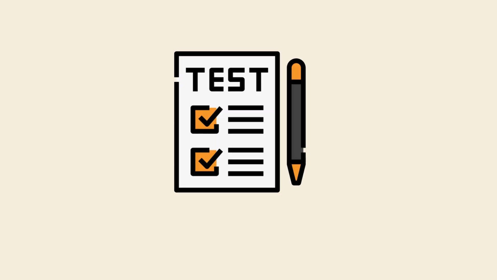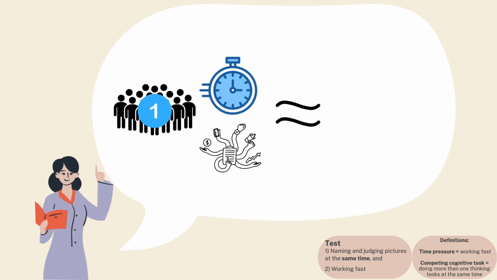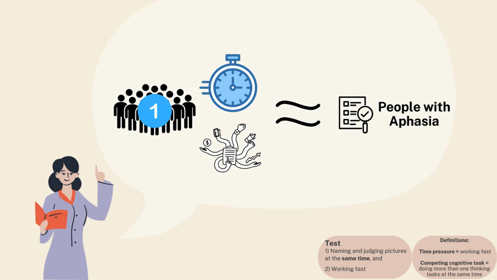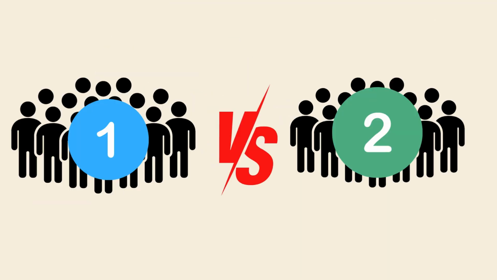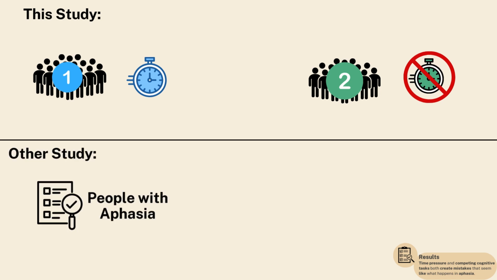The test. Researchers thought that having to work fast would cause people without aphasia to make errors like people with aphasia. We compared the results from the 2 groups to each other so we could understand the effect of going fast compared to going slow. We also compared the mistakes that were made by both groups in this study with mistakes that were made by people with aphasia in a different study. This helped us understand whether the problems in aphasia are the same or different from what happens with people who do not have aphasia.